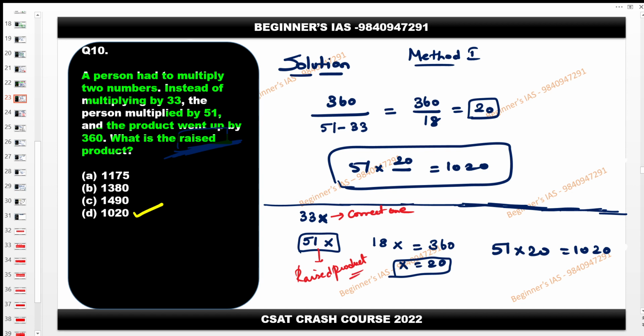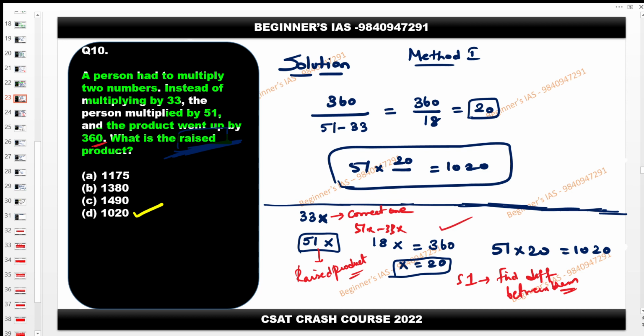How to solve this question? Listen carefully. Step number 1 is find the difference between them. That was given in the question itself. The difference between them is 380. So 51x minus 33x is equal to 18x. So 18x is equal to 380, x is equal to 20.